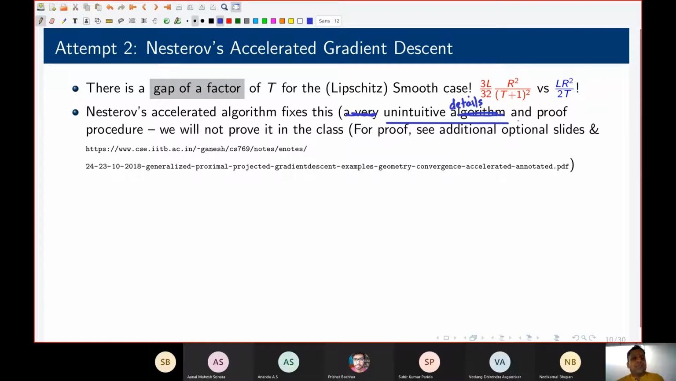What exactly do you mean by fixes this? Fixes the gap. So recall that this in red was the lower bound, right? And this in blue, what we had shown was obtained using gradient descent, the vanilla gradient descent.